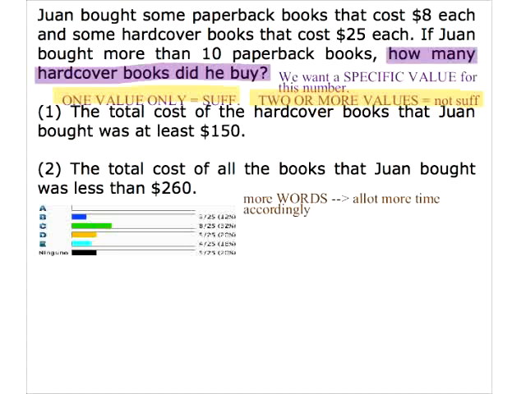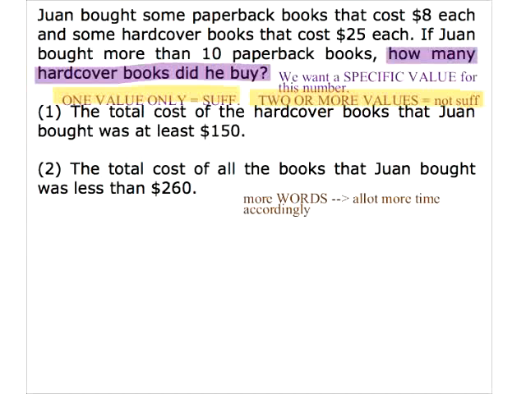And then let's take a look. The paperback books are $8 a piece. The hardcover books are $25 each. And Juan bought more than 10 paperback books. Since this is a word problem, it also helps to organize it. So let's just see what's going on. Well, for each type of book, we have the number of books, we have the cost per book, so that's total cost. And then we have hardcover books, and we have paperback books.